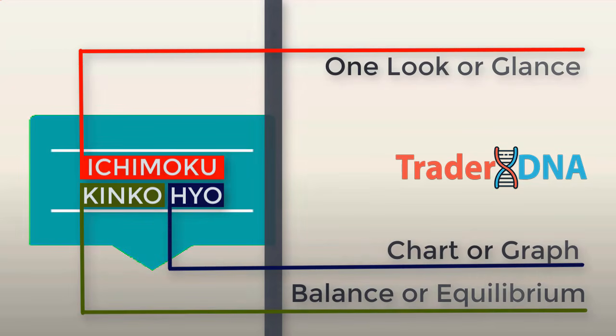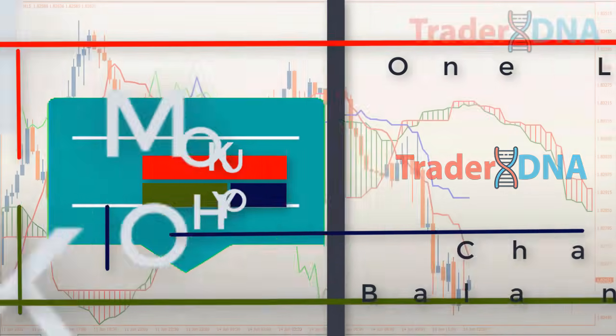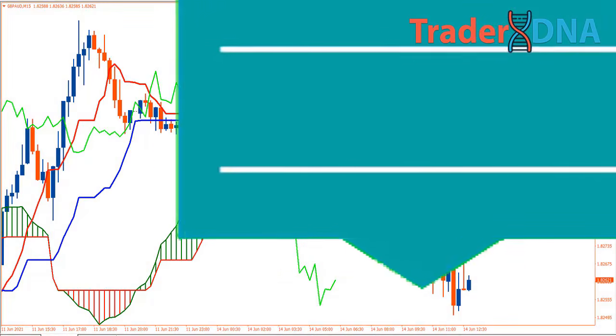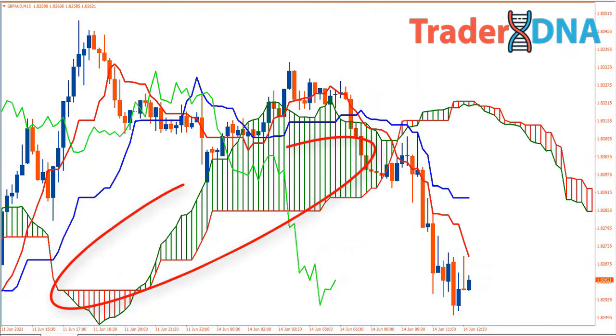Ichimoku trading attempts to identify a probable direction of price. It helps the trader determine the most suitable time to enter and exit the market by providing you with the trend direction. It gives you reliable support and resistance levels and the strength of these market signals.